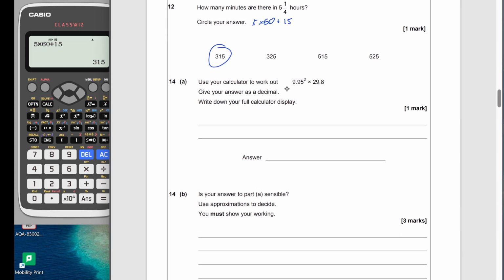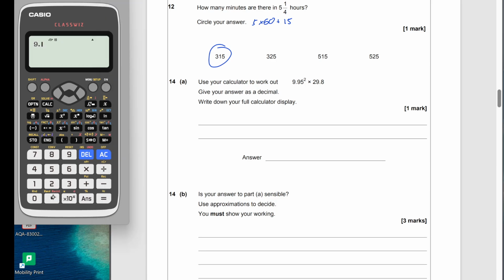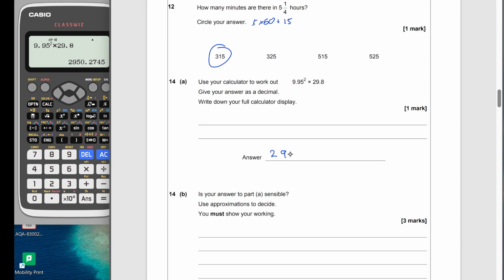Okay, calculator usage. So use your calculator, write down all the figures on your calculator display. So 9.95, a square button is there, times by 29.8. There's no need to do it as a separate step on these modern calculators. So double check that you've typed it correctly and press equals. So we're looking at 2950.2745.